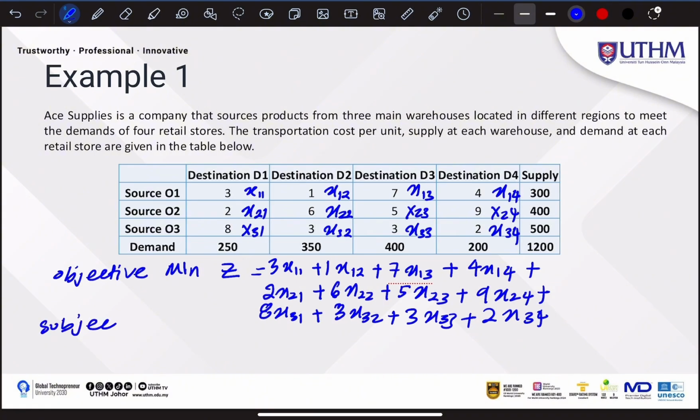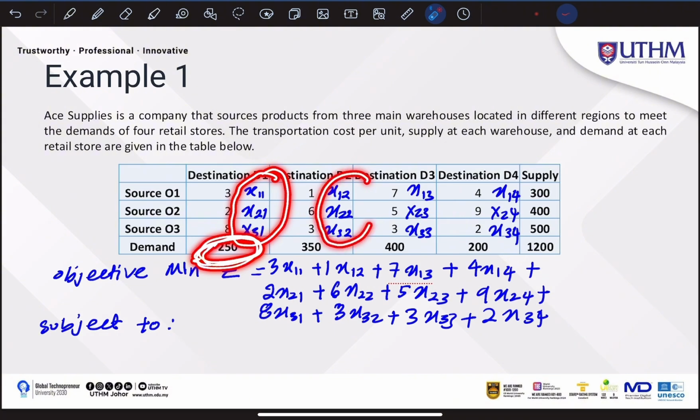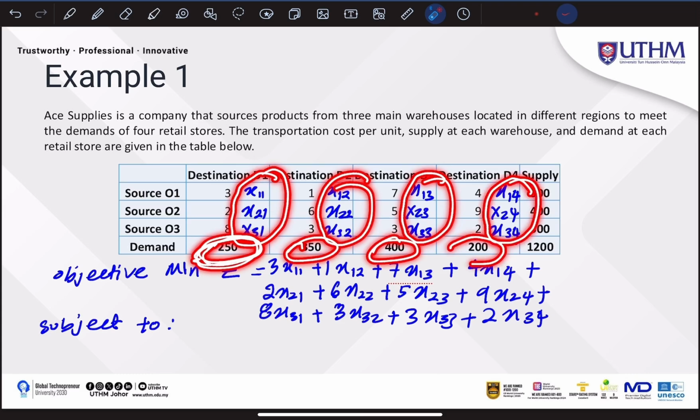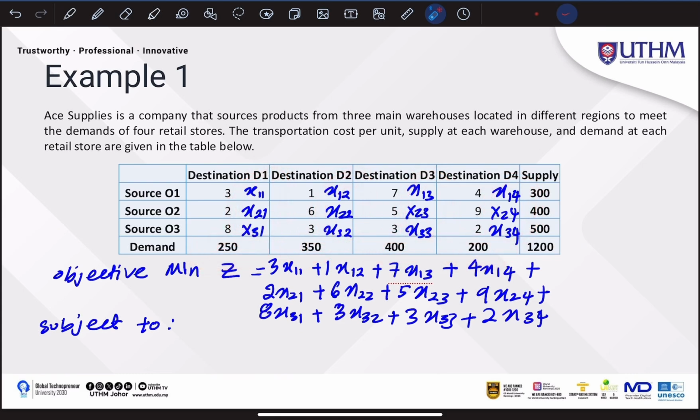So the same linear programming model, we have the constraints. If you look into this table, basically this is the total units. It means that the sum of this one must equal 250. The sum of this one must be equal to this one. The sum of this one must be equal to 400. The sum of this one must be equal to 200. Okay, that is by column.